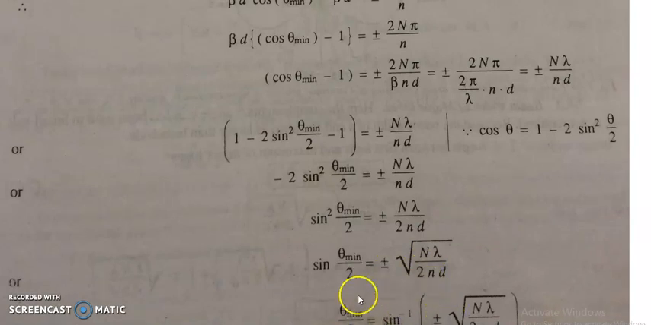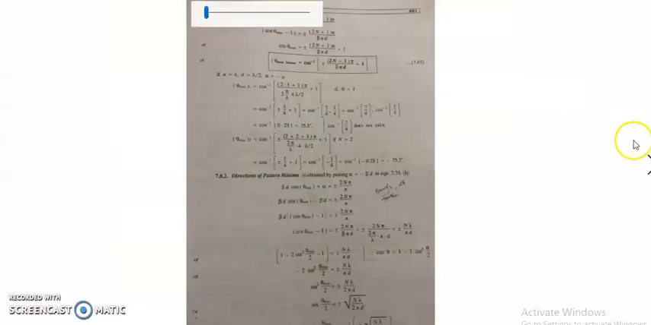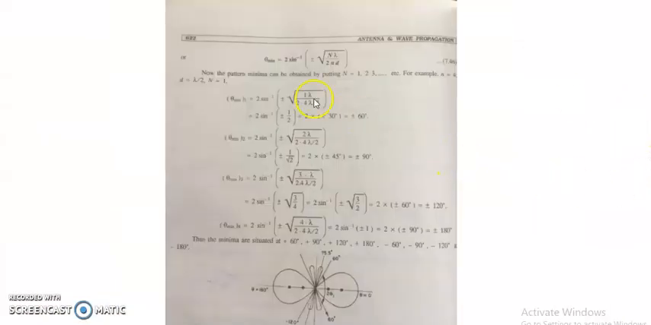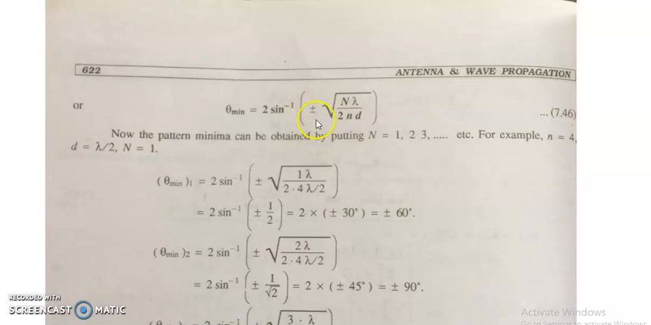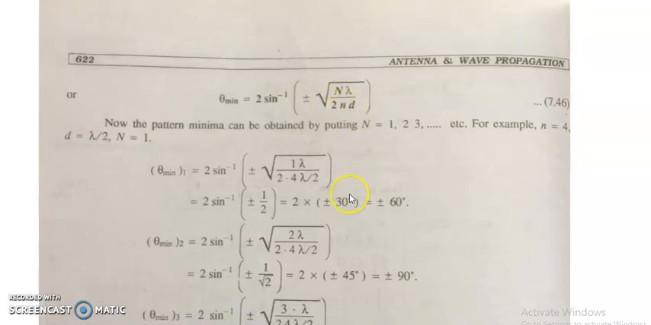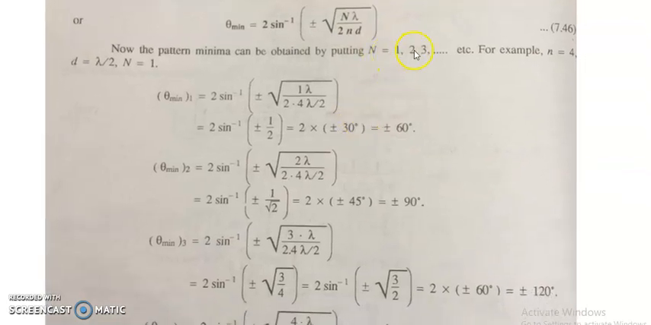Now on solving, you get theta minimum is equal to 2 sine inverse of plus or minus root of n lambda divided by 2 nd. Now the pattern minimum can be obtained by putting n is equal to 1, 2, 3, etc. And in the example you have n is equal to 4, d is equal to lambda by 2, and nd is equal to 1.